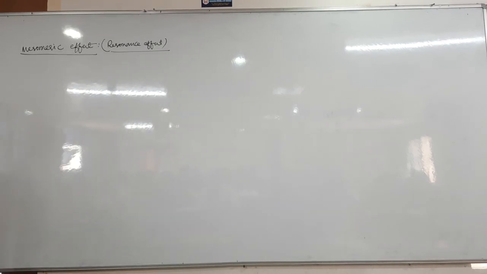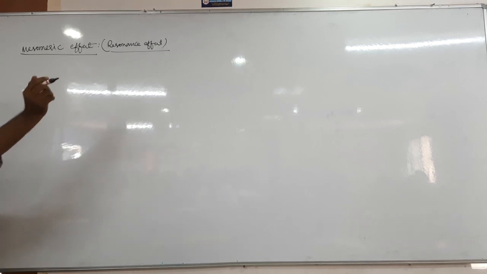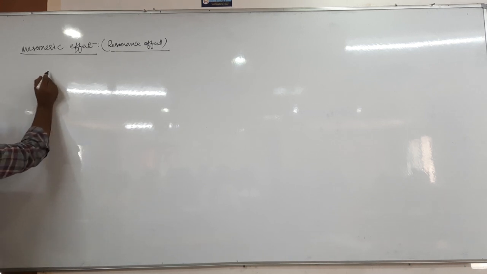Mesomeric effect, or resonance effect. So what is the mesomeric effect and its applications? See here, this mesomeric effect is observed in a conjugated system. It is only possible in a conjugated system. What is the meaning of conjugated system?